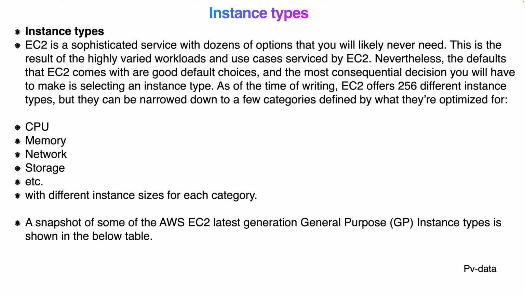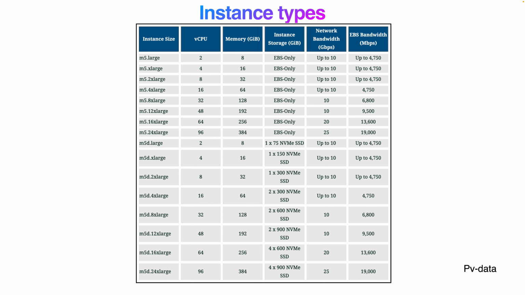The different instance sizes. Here is a snapshot of the names of some of the latest generation AWS EC2 general purpose instance types, shown in the table below. You have M5, then M5 large, xlarge, 2xlarge, 4xlarge, 8xlarge, going up to 24xlarge, and then M5D. So there are two types, M5 and M5D, and then large, xlarge, 2x, 4x, 8x, 12x, 16x, 24x. Similarly for M5D.